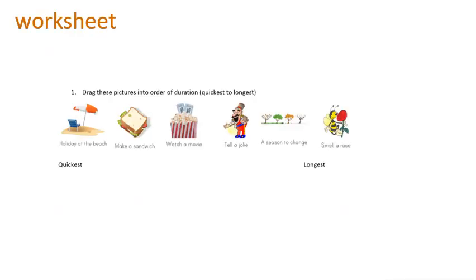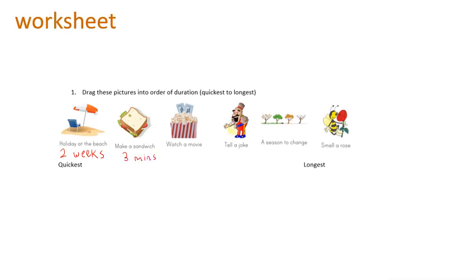So this is the first question from the worksheet today. You've just got to drag the pictures into order of duration, quickest to longest. The first thing I would do would be to work out the units of time that would be measured in. So a holiday at the beach. Well, you might spend weeks, maybe 2 weeks down at the beach. Make a sandwich. That's just going to take a few minutes, maybe 3 minutes.